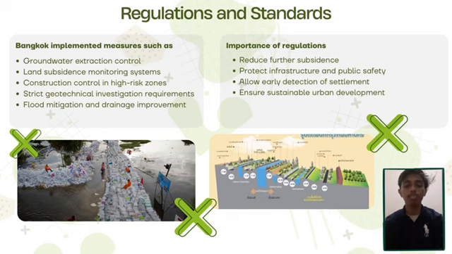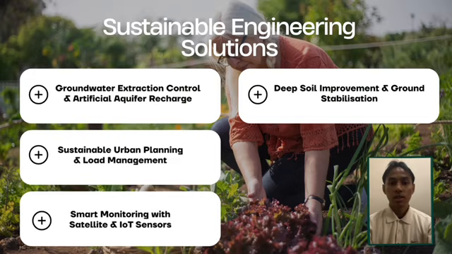These regulations are important because they help reduce future subsidence, improve flood management, and protect public safety. For civil engineers, compliance with regulations and engineering standards is essential to ensure sustainable urban development and prevent engineering failures. Sustainable engineering solutions are built upon four fundamental pillars: groundwater extraction control and artificial aquifer recharge, deep soil improvement and ground stabilization, sustainable urban planning and load management, and smart monitoring with satellite and IoT sensors.